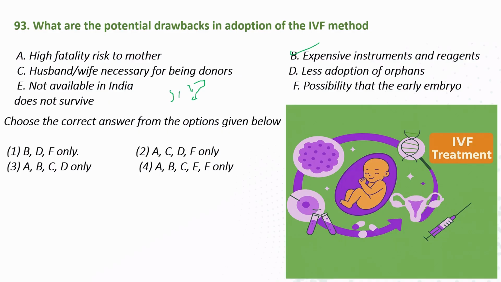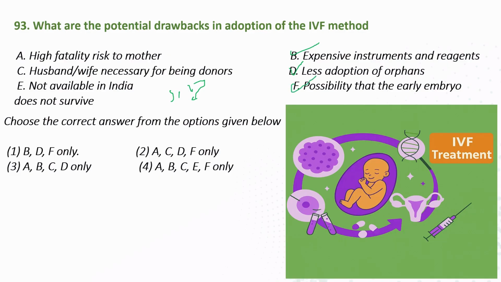And less adoption of orphans. Obviously when IVF is done, people will not show interest in adopting orphans, so this is also one of the drawbacks of the IVF method. And not available in India: actually it is available in India, so it is not a drawback. And the last one is the possibility that the early embryo does not survive. Obviously sometimes it will happen, because due to the sperm or ova condition, sometimes the IVF breaks down or fails in the first stage only. So this is also a right answer.